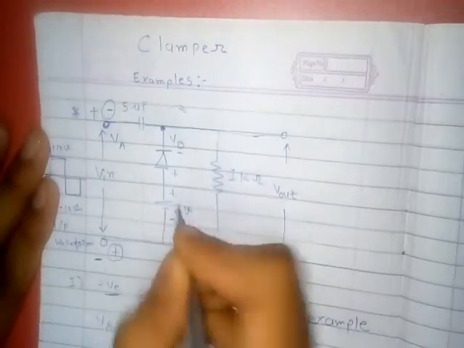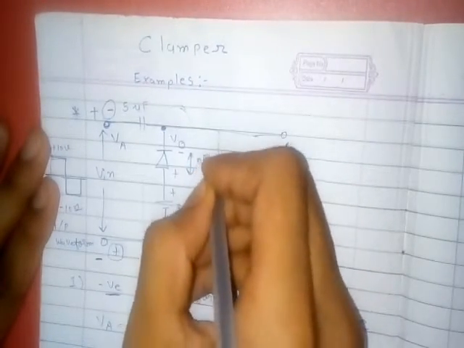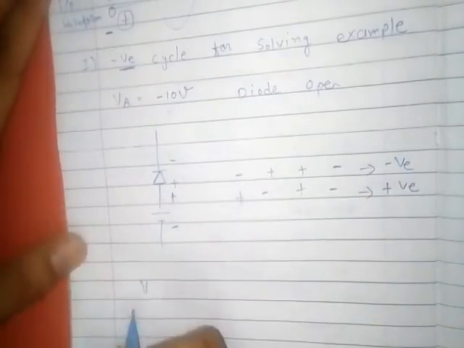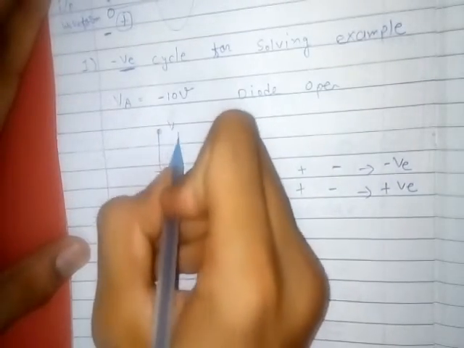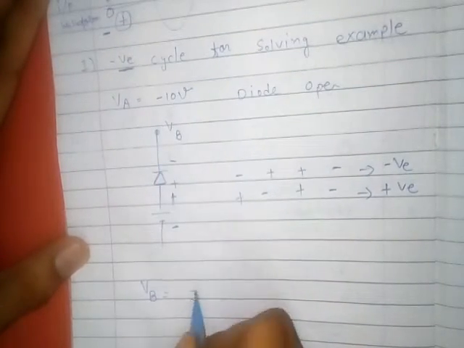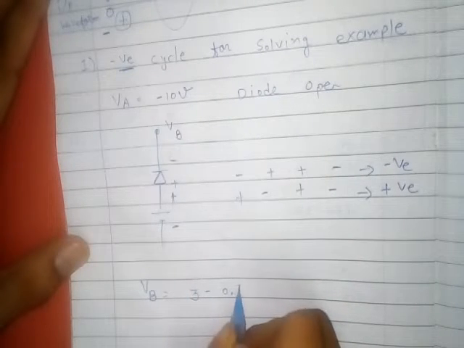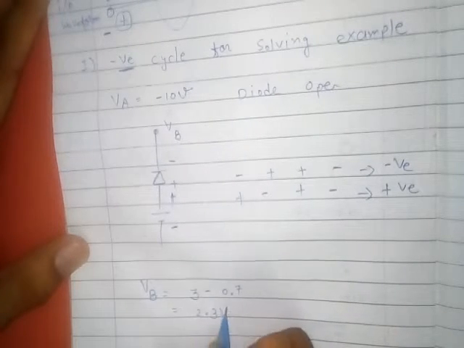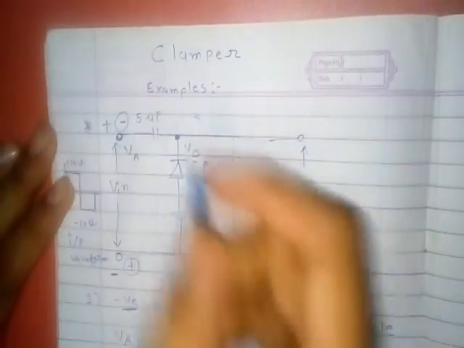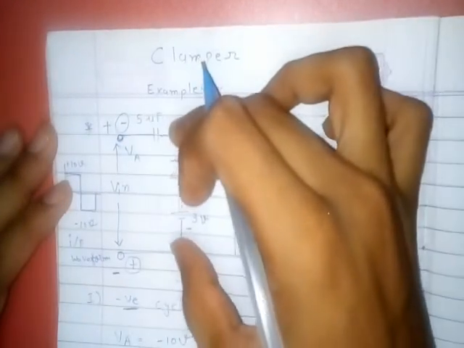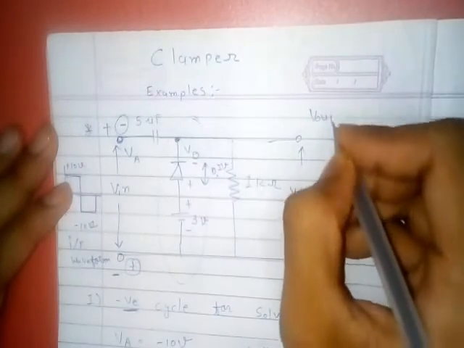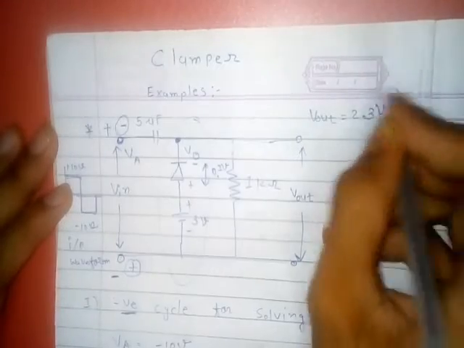So this is 3 volt and 0.7 volt is the drop across the diode. So VB across this point is equal to 3 volt, that is the battery voltage, minus 0.7 volt, that is the forward voltage of the diode. So this is 2.3 volt VB, and VB is V out also. During the negative half cycle, the voltage across this becomes the output V out, so V out is equal to 2.3 volt, from this equation.